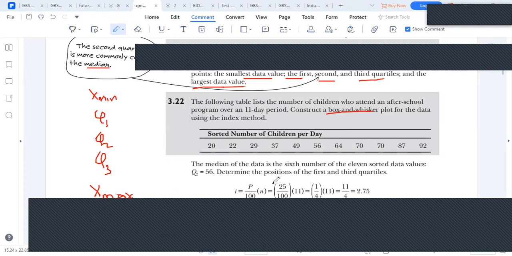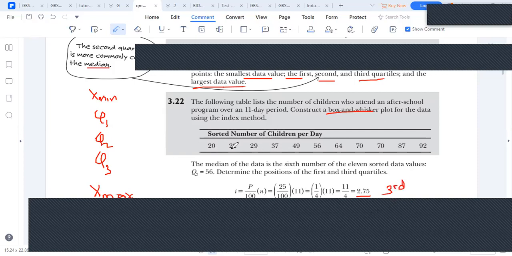Number 1, we find the lower quartile. The lower quartile is a quarter of n. So a quarter of 11 is 2.75. We round up, which is 3. The upper quartile is 3/4 of 11, which is 8.25. We round up, which is 9. These are positions, the 3rd and the 9th position.